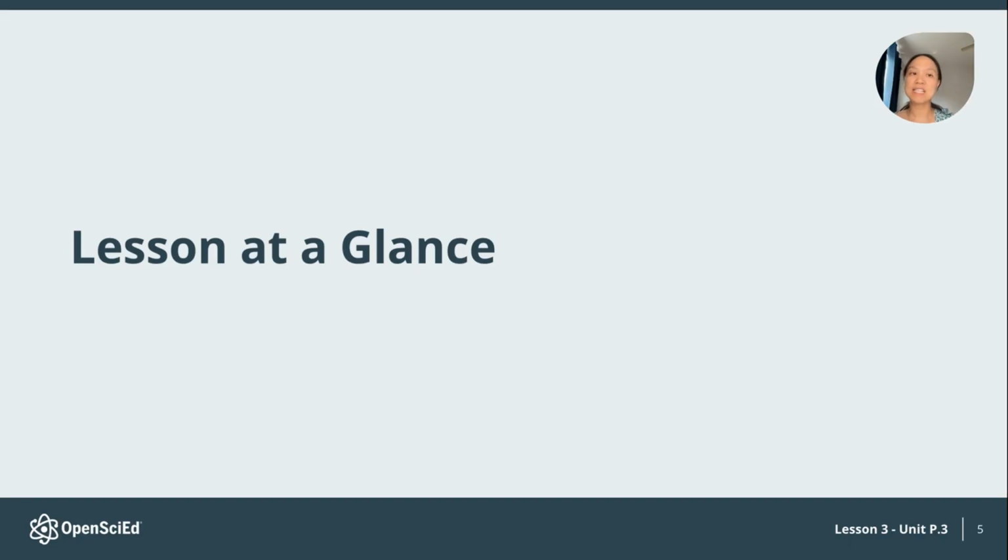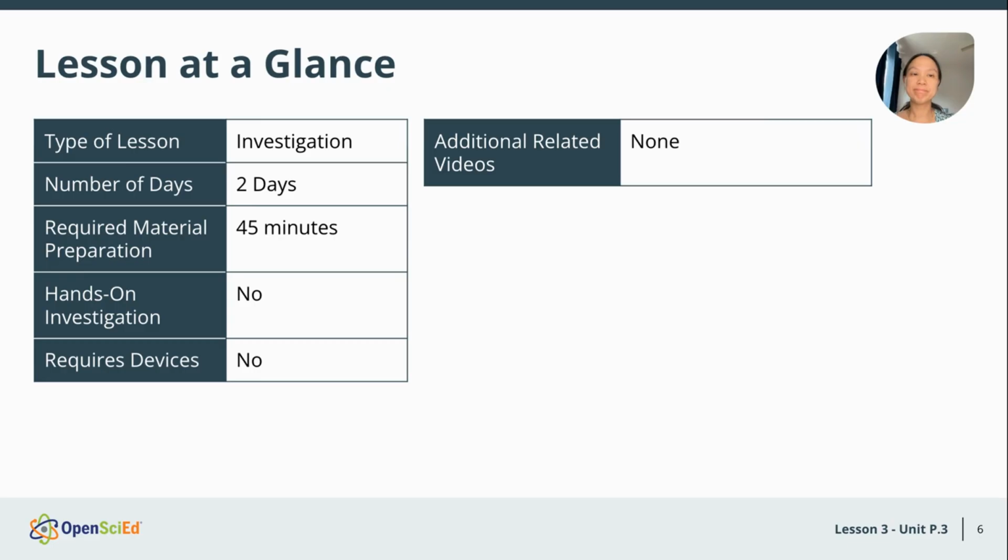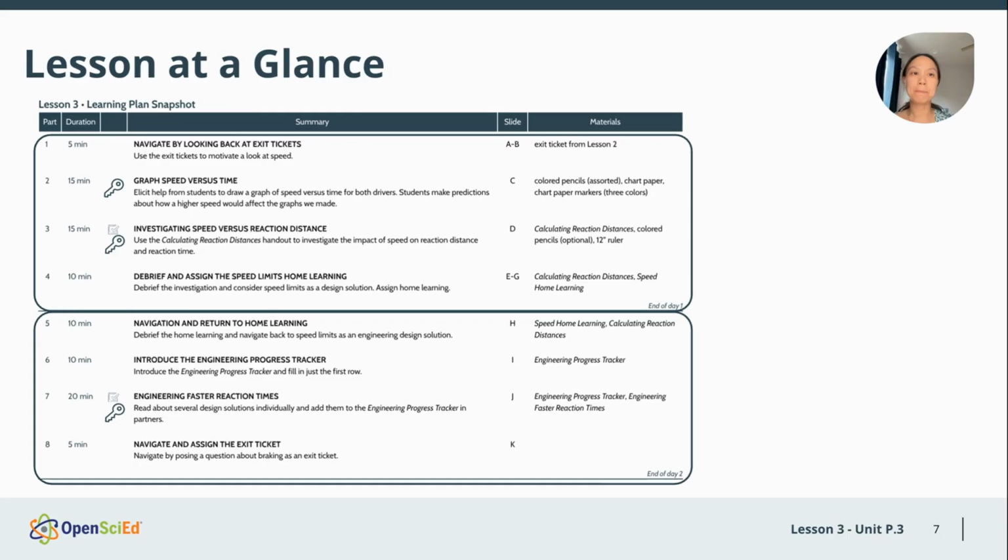Let's take a look at this lesson at a high level. Lesson 3 takes two 45-minute days. While there is no hands-on investigation in this lesson, there is 45 minutes of material preparation to make the copies of the handouts, as listed in the teacher edition, that students will need in this lesson. There are two lesson chunks in this lesson that align with each day of the lesson. Let's see what's happening in each lesson chunk.